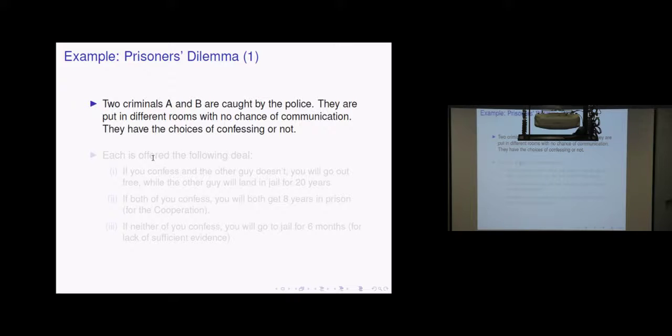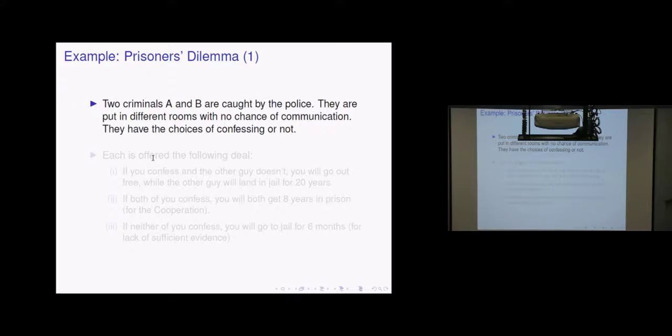Now we look at another example. In this example, we change the parameters, change the payoff, and then we'll get a different result. Again, this is a typical situation in game theory. It's called the prisoner's dilemma. Sorry, dilemma.